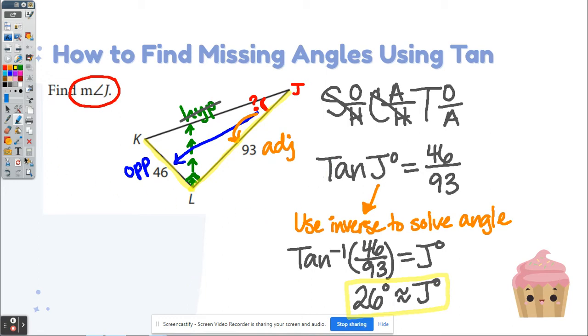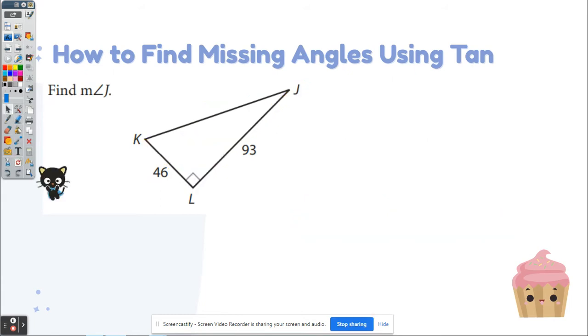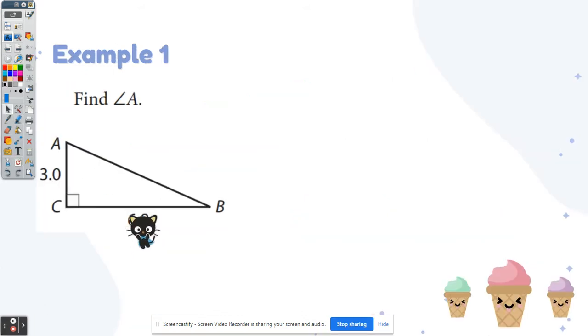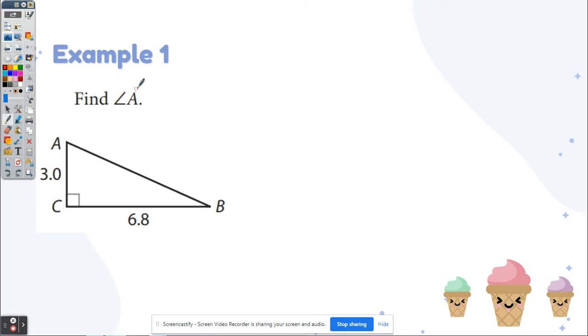I am going to go on to the next question. Let's see if you understand. All right, so here is your first official example. I'm going to circle this in red so you know what we're trying to find. We are trying to find angle A right here. That means we have to label all of this based on A.